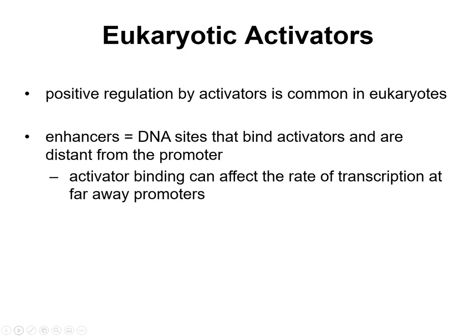So eukaryotic activators are used very widely. This is quite common. And enhancers are DNA sites that bind activators that are really distant from their promoter. So just like the activator binding site in E. coli, how those are usually right next to the promoter, in eukaryotes, those sites are enhancers and they're kind of far away from the promoter. Activator binding can affect the rate of transcription at promoters even though they're very far away. And understanding a little bit about chromatin structure will help you understand how that can work.